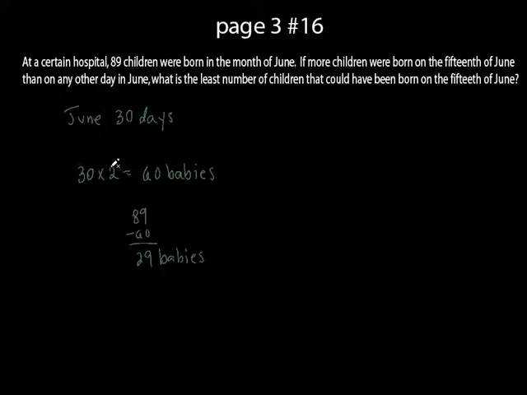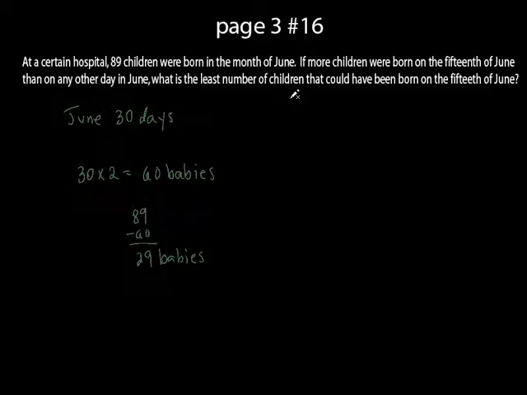So let's say every single day. Now that would mean that on that 15th of June, or that one particular day, there wouldn't be any more born that day than any other day. So we're saying that every day 2 babies were born, but we still have 29 babies left over. So let's do this. Let's spread those babies out through the other 30 days.